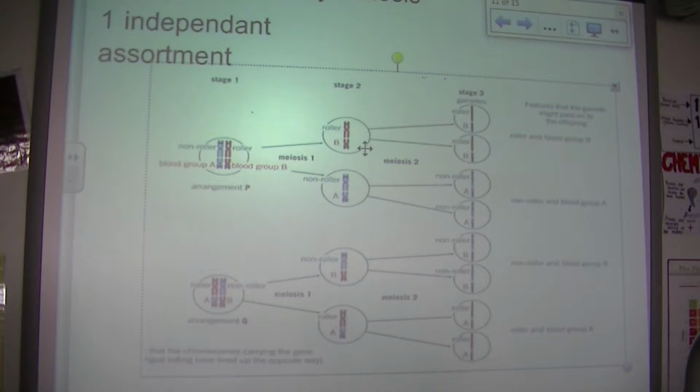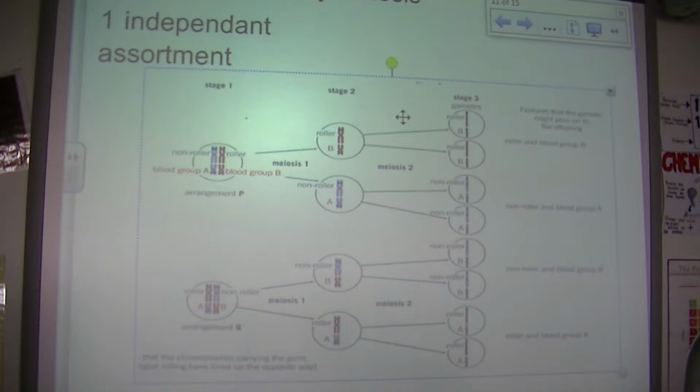We've talked about independent assortment in a separate video. Here is an example of how the different ways in which homologous chromosomes align themselves on the equator during meiosis 1 leads to different combinations of gametes.